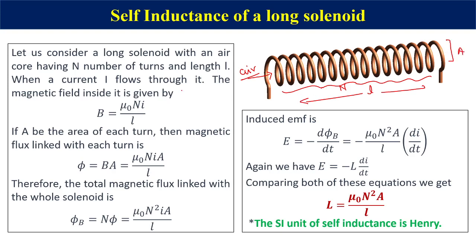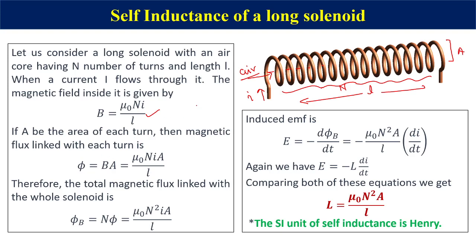In that case, what is the magnetic field in the central line of this solenoid? That's given by this expression: B = μ₀NI/L. Here I is the current which is flowing through it, and μ₀ is the permeability of free space. Now if A is the area of each turn, then the magnetic flux linked with each turn is φ = B·A.